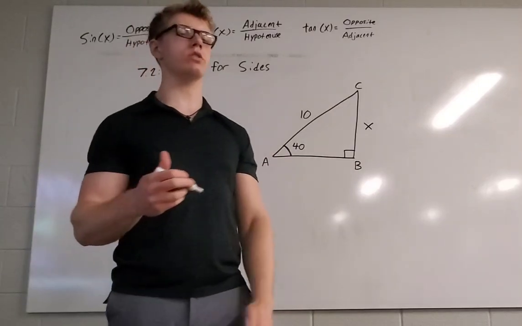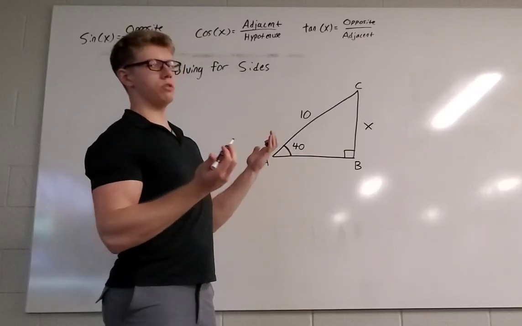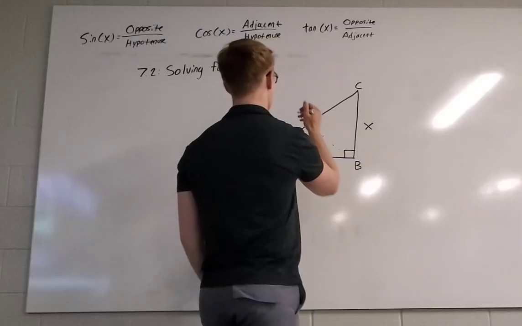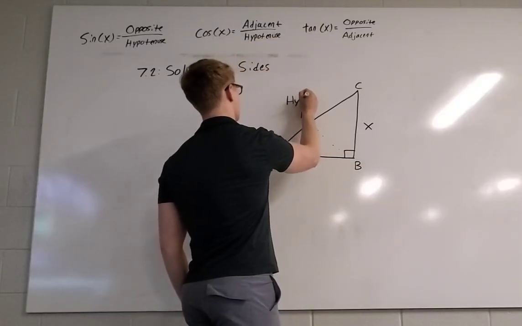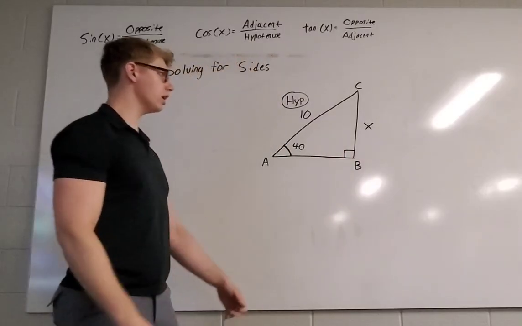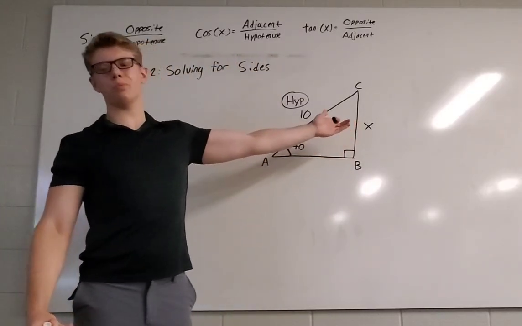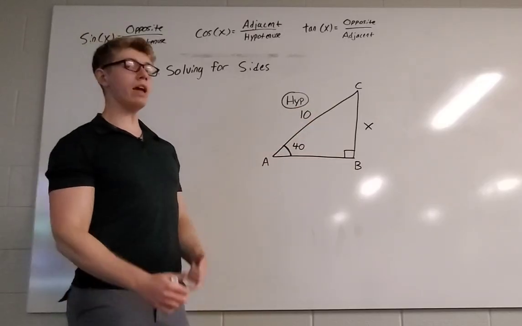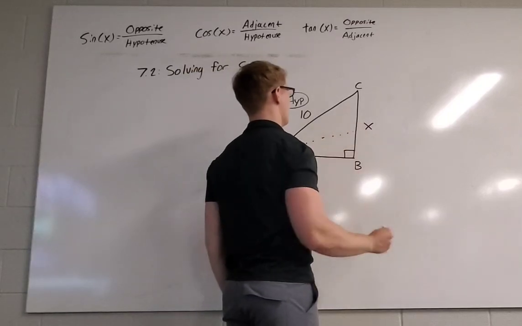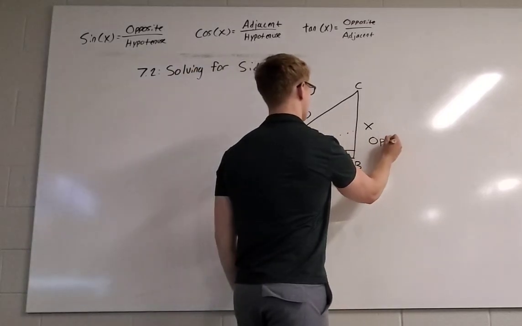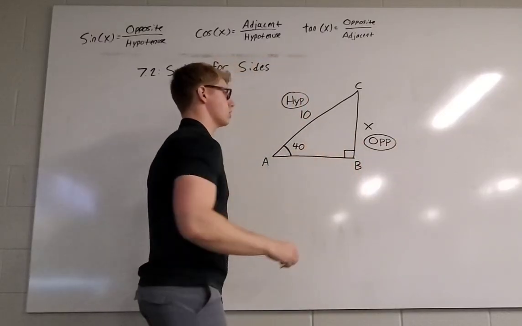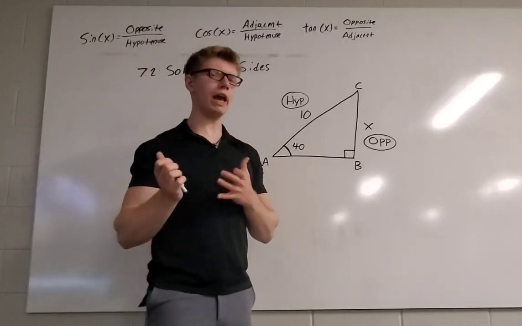We've got to label our sides first. The hypotenuse is the one I always start with. It's the one directly across from that right angle. Just like we did last time, that 10 is going to be our hypotenuse. I'm not going to worry about this side down here, but usually when you see an X, that's probably what you're trying to solve for. That X is directly across from that 40-degree angle, which last time we described as our opposite side. So we now label the sides that we are either trying to find or that we have.